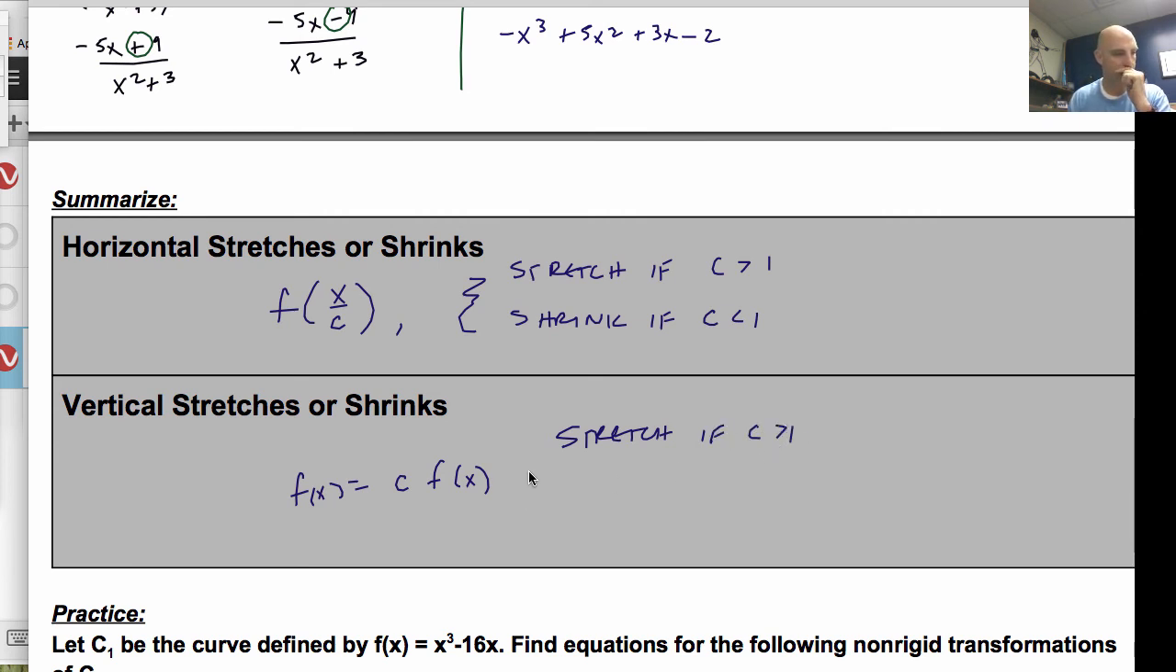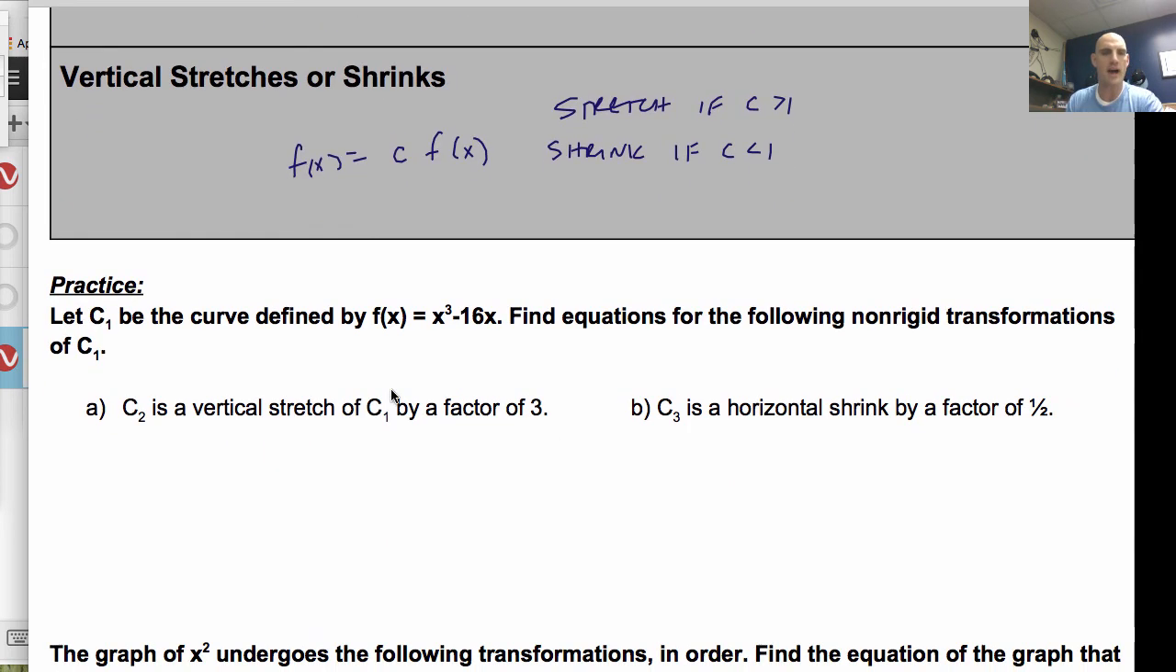And it's a shrink if c is less than 1. So if I've got a curve defined by f of x as x cubed minus 16x, find equations for the following non-rigid transformations of C1. It's a vertical, so C2, so I'm finding C2.